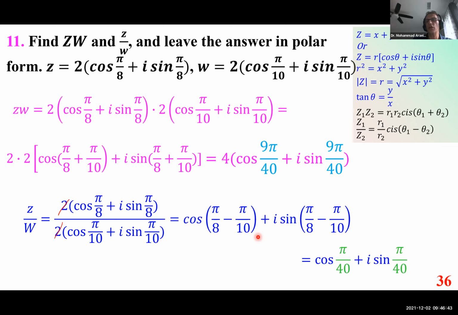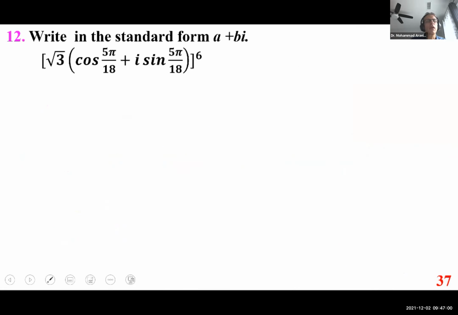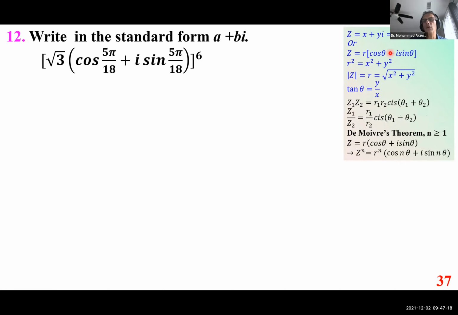So the product rule for complex numbers: multiply their moduli, add up their angles, if you will. Division: divide their moduli, subtract their angles. We want to write this in standard form, a plus bi, where this expression is in polar form and is being raised to the power of 6. So how do we tackle that? That's what we are going to discuss. Again, we know all of those.